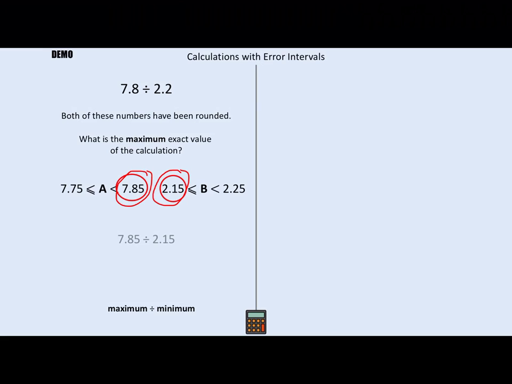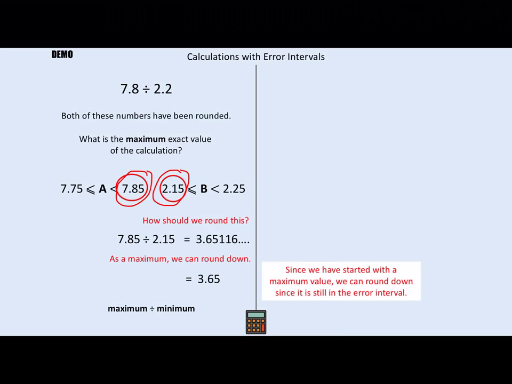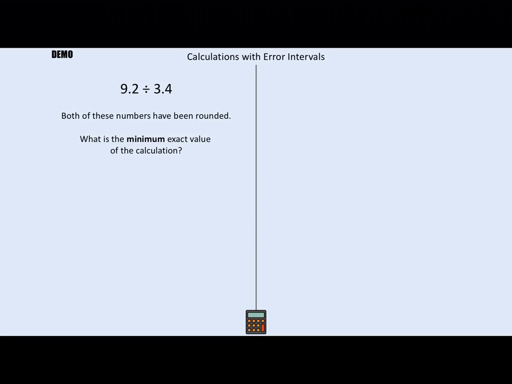So I do that, and I'm going to get something like this. Now, in terms of rounding, the situation is going to be, well, it's a maximum. And so no other number can be greater than that. So I'm going to have to round down, okay? And I'm going to round down to 3.65 because no other number can be greater than 3.65116 and so on. So because we started with a maximum value and we're dividing that by the minimum, we have to round down so it's still in our error interval.